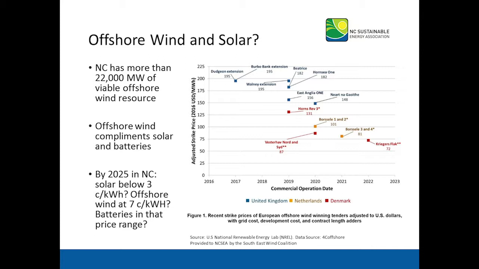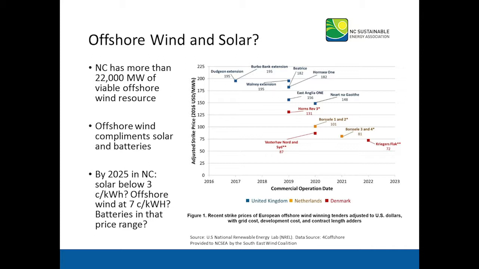And on the left is just some bullet points to think about: offshore wind, solar, and then batteries. So what we're looking at is, in Europe, from this chart provided, we're looking out at around year 2022, about 7.2 cents per kilowatt hour for systems that are forthcoming. So what are we looking at for 2025?